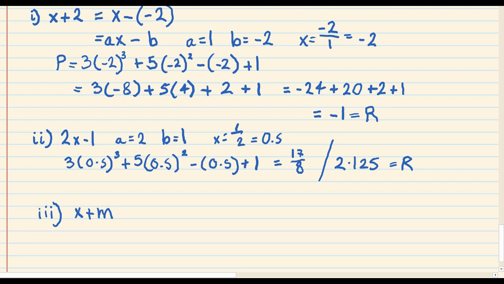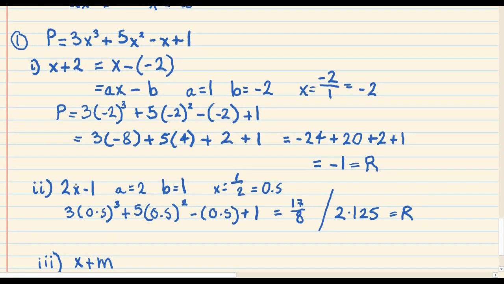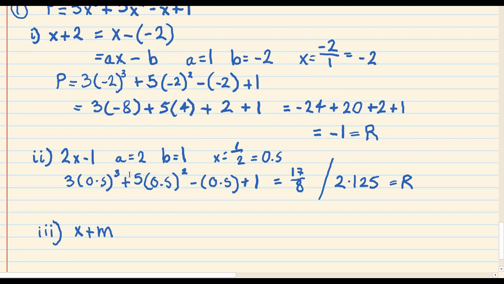Then last, a slightly more tricky one. In this case, you're dividing p, which was 3x cubed plus 5x squared plus x plus 1, by x plus m. So like previously, you first need to represent it in the ax minus b form, which gives you x minus negative m. Therefore, a is 1 and b is negative m. Finally, the value of x is minus m over 1 or minus m.